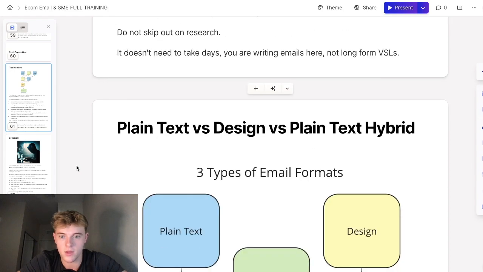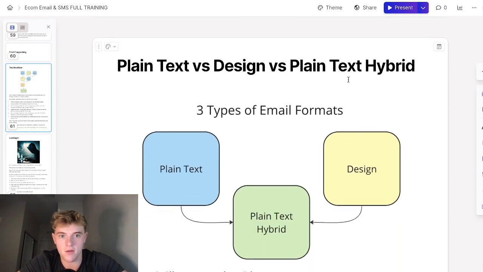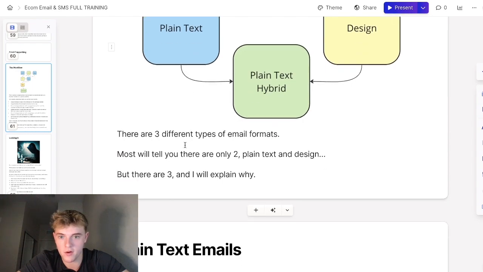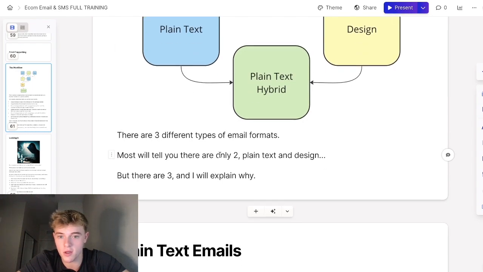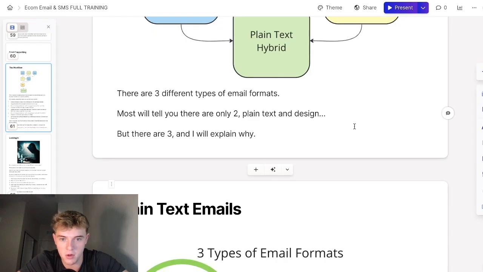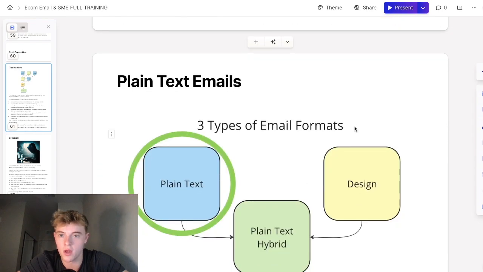All right, now plain text versus design versus plain text hybrid. These are the 3 types of email formats you need to know. Little graphic here to explain it. There are 3 different email formats. Most would only tell you that there are 2, plain text and design, but there is a third one, plain text hybrid, and I'll explain why shortly.